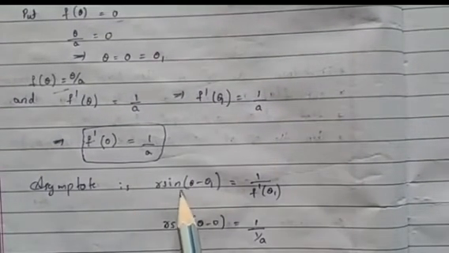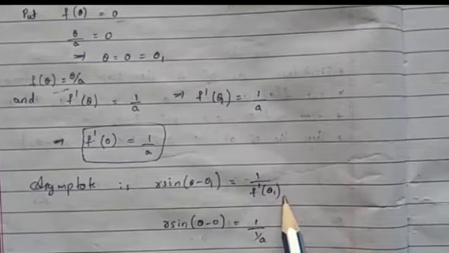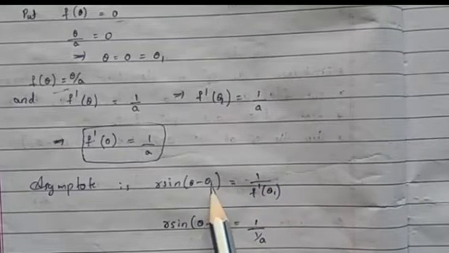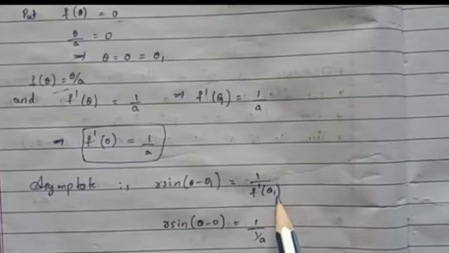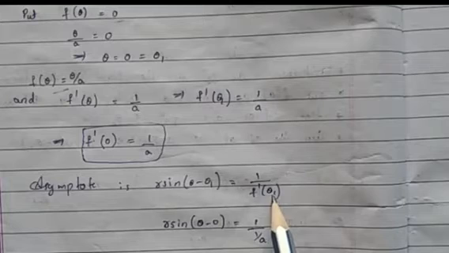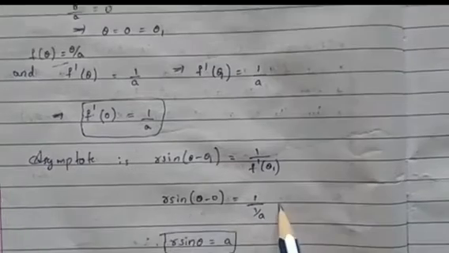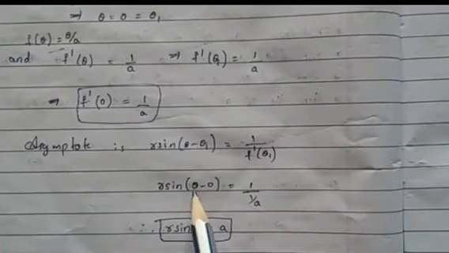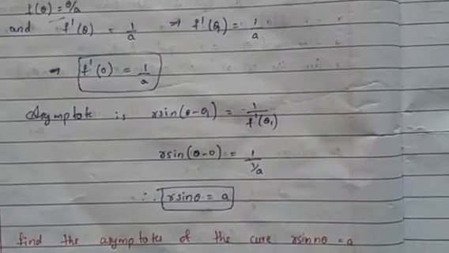Then the asymptote is r sin(theta minus theta 1) equal to 1 by f dash of theta 1. You put the theta 1 value; theta 1 is 0, and f dash of theta 1 is f dash of 0, whose value is 1 by a. This is 1 by a. Next, you get r sin theta is equal to a. This is the required asymptote.